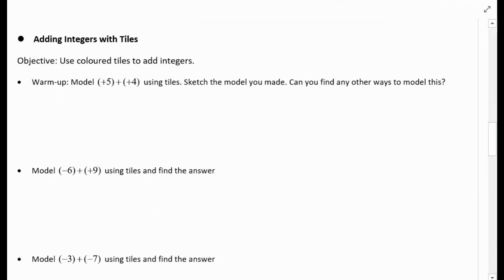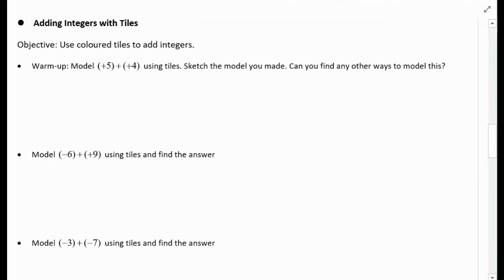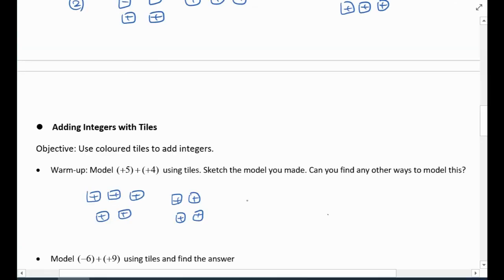Okay, let's move on. So now we know how to represent integers. And now we're going to add integers using tiles. Okay, model positive 5 plus positive 4. So let's do it. 1, 2, 3, 4, 5, and positive 4. In total, how many positive tiles do you have? In total, how many integer chips do we have? We have in total 9 positive integer chips.